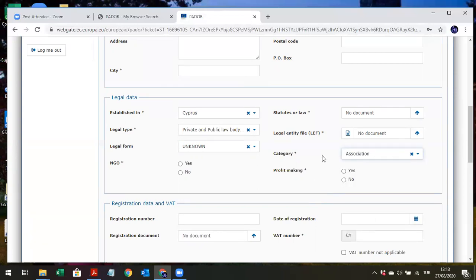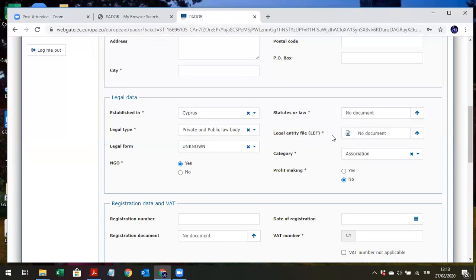Under this call for proposals, you should not be a profit-making entity. So in all cases, it should be no. NGO, yes. In all cases, the applicants under the CS7 call for proposal should be an NGO.